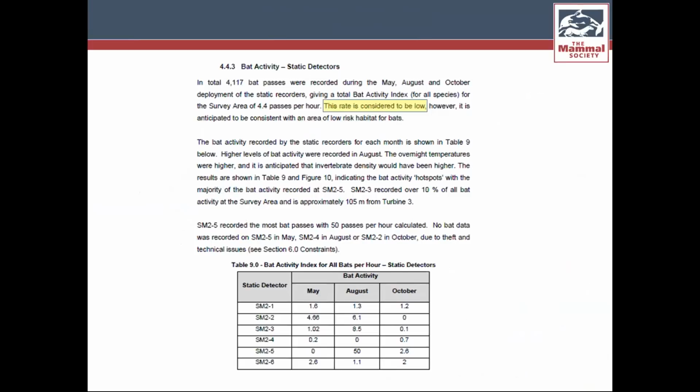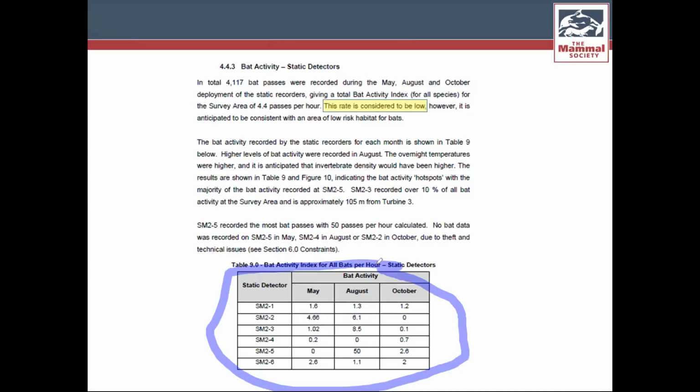Okay, so the first thing that the study did is it said that they'd recorded more than 4,000 bat passes, and then they created something called the total bat activity index, which is based in bat pass rate per hour, and said that the rate is considered to be low. Okay, and then down at the bottom of the page, yeah, these are the sorts of typical tables where we've got something rudimentary about the amount of bat activity in each month at each detector.